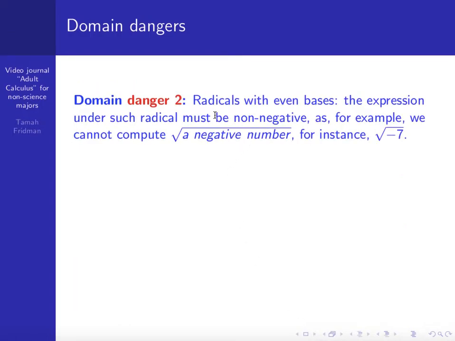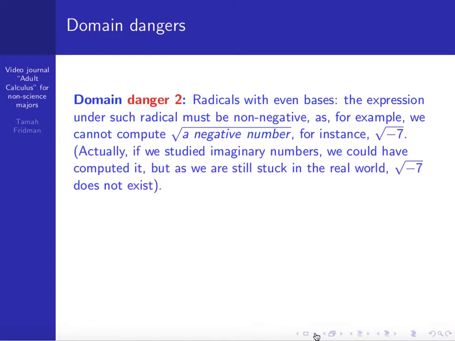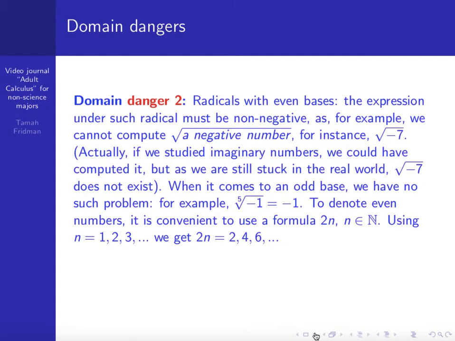Domain danger 2, radicals with even bases. Well, you already know what it is. We cannot compute square root of -7. Actually, if we studied imaginary numbers, we could have computed it, but we are stuck in the real world. So neither square root of -7, nor fourth, nor sixth, nor any even base of this radical, as far as you are concerned, exists. When it comes to odd base, there is no problem.